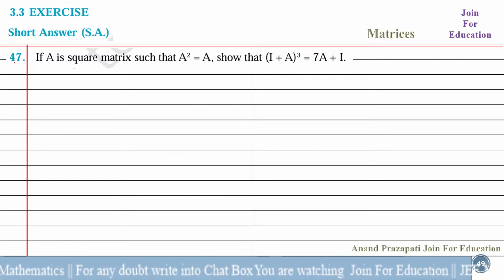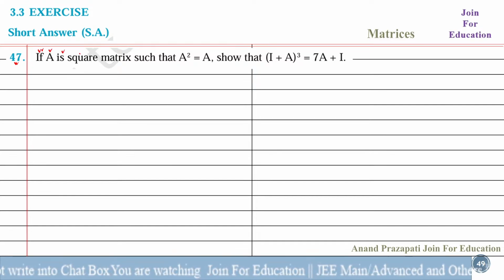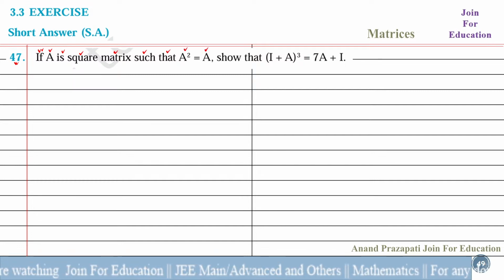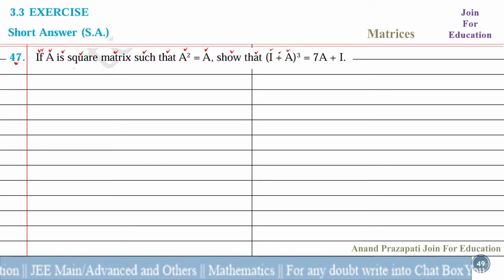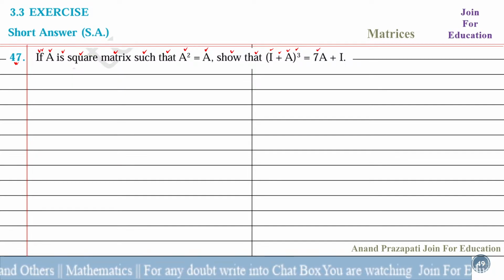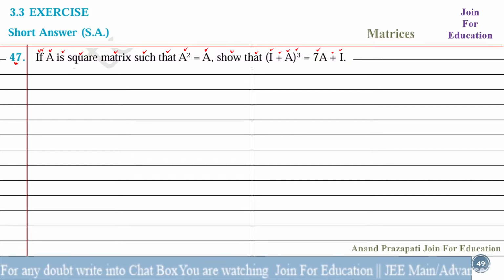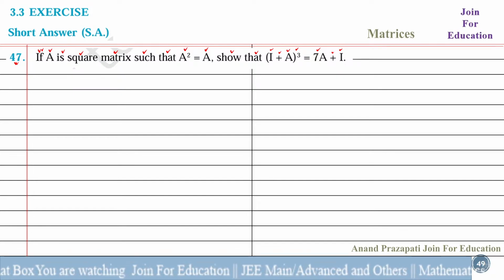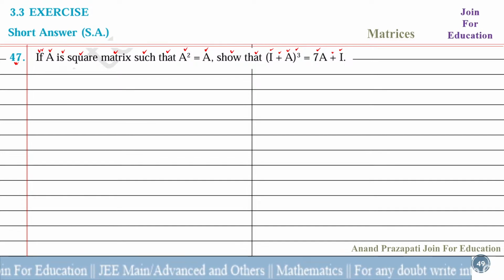Let's see question number 47. If A is a square matrix such that A square equal to A, so that (I plus A) to the power 3 equal to 7A plus I. Of that there is no problem to understand the solution of this question. So let's see the solution of this question.